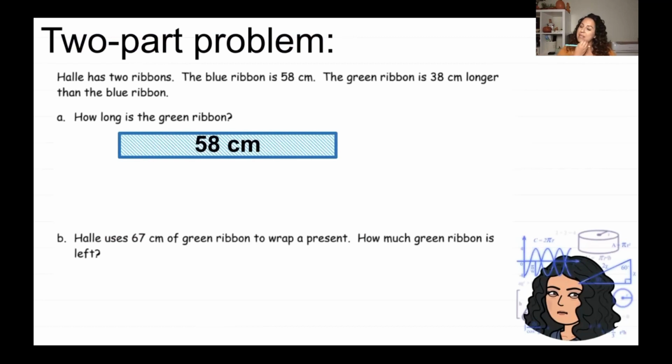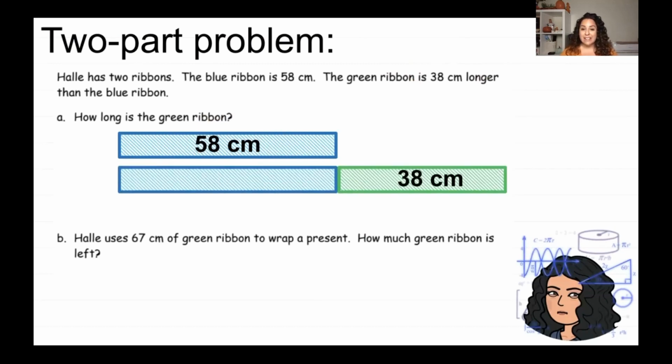Now, let me think about how to find out how long my green ribbon is. It did not say that my green ribbon is 38 centimeters long. It said that my green ribbon is 38 centimeters longer than my blue ribbon. So it's kind of like I have to have a blue ribbon plus 38 centimeters more. So I need the 58 plus the 38. So let's see what that looks like. Just like that. You can see that these two are equal. They're both 58. And then my green ribbon is 38 centimeters longer.